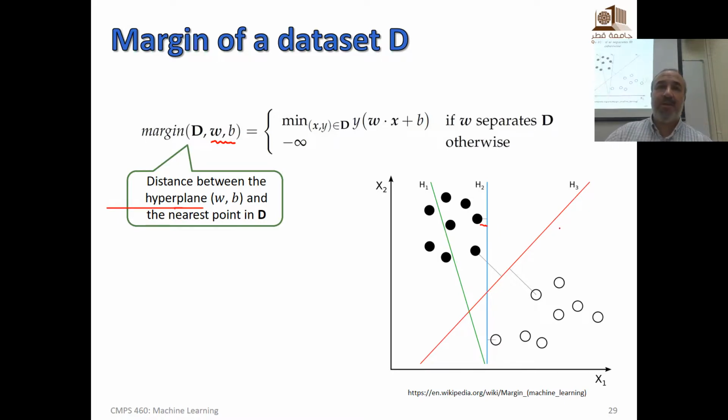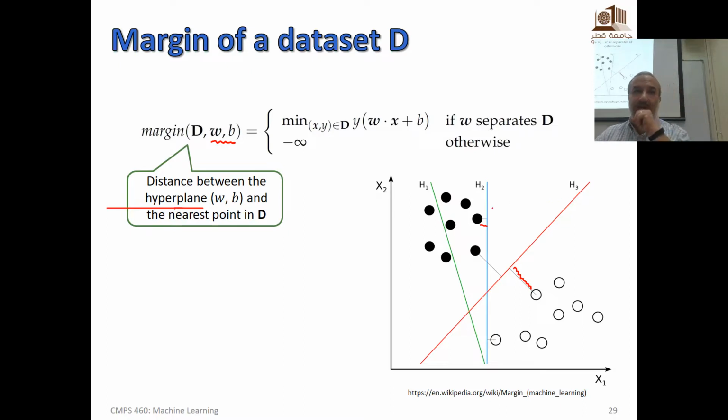H3 is separating also, right? Where is the margin of it? Probably this value. This is the minimum distance between the hyperplane and any point. Can we find a smaller distance? You will never find a smaller distance. I mean, we will never find a closer point to H3 than this one, and maybe this one is the same. Okay, so that's the margin of H3.